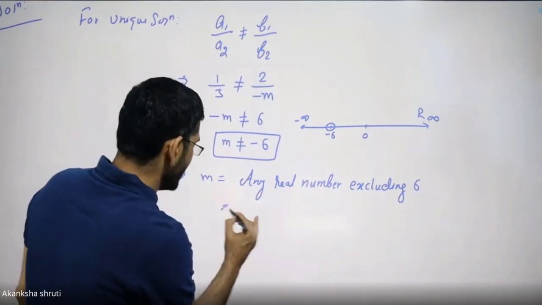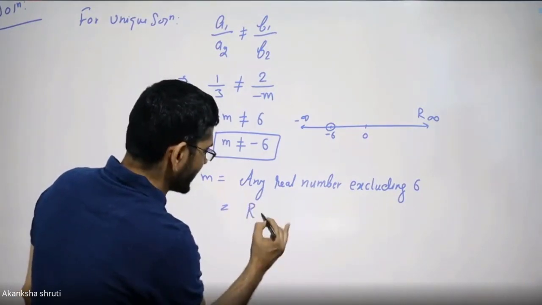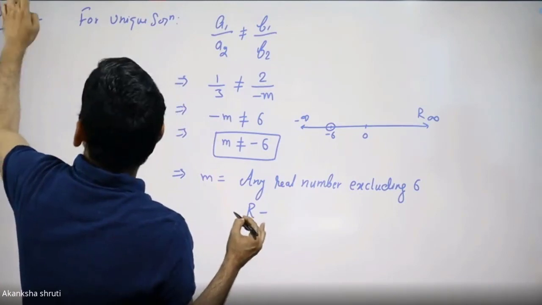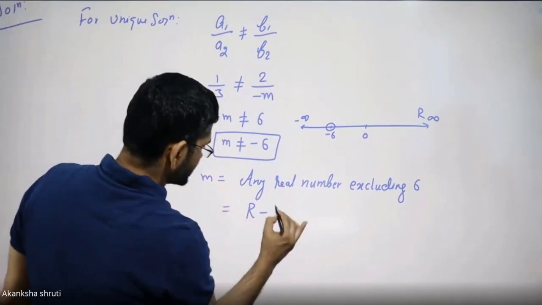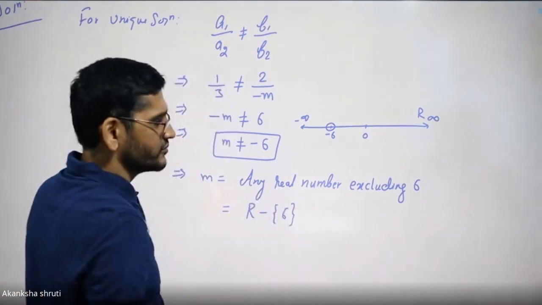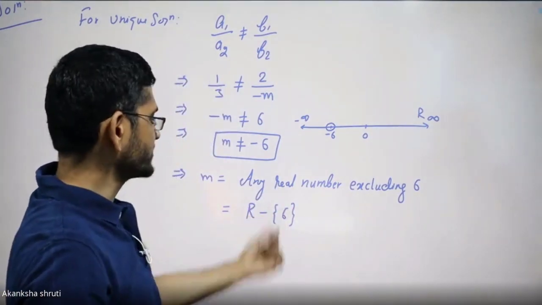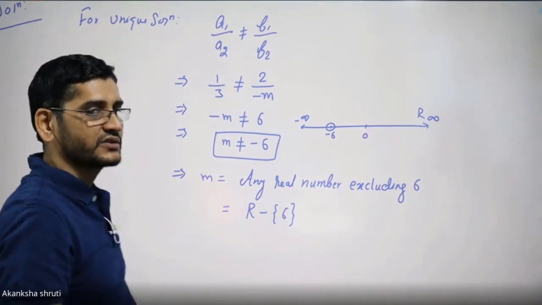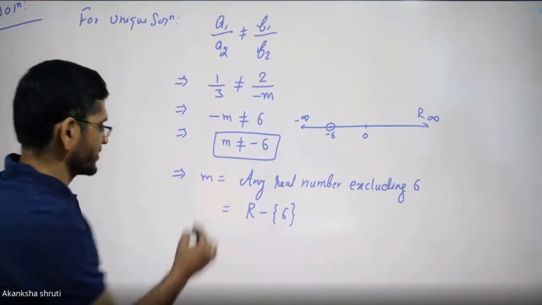Any real number is denoted by R. In that we need to remove the only one real number, which is our 6. So keep this 6 inside a bracket and just remove it. So from this real number, this 6 is removed. It's that easy. I hope everyone is getting it.